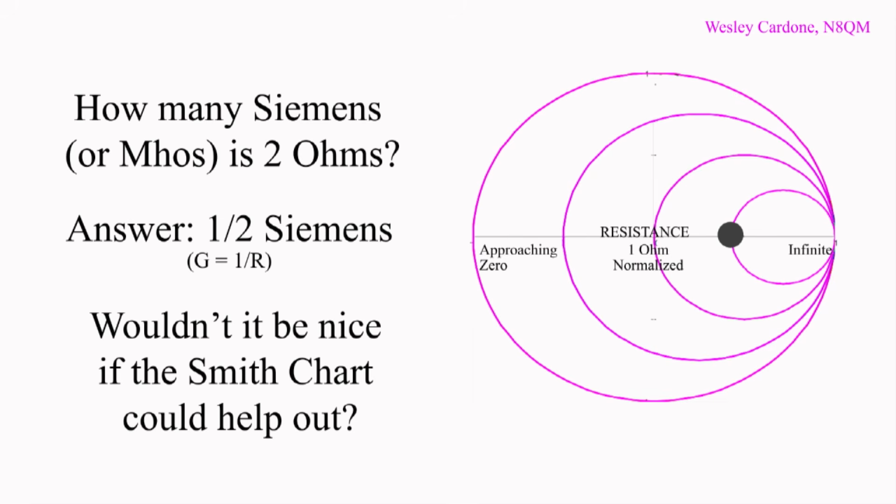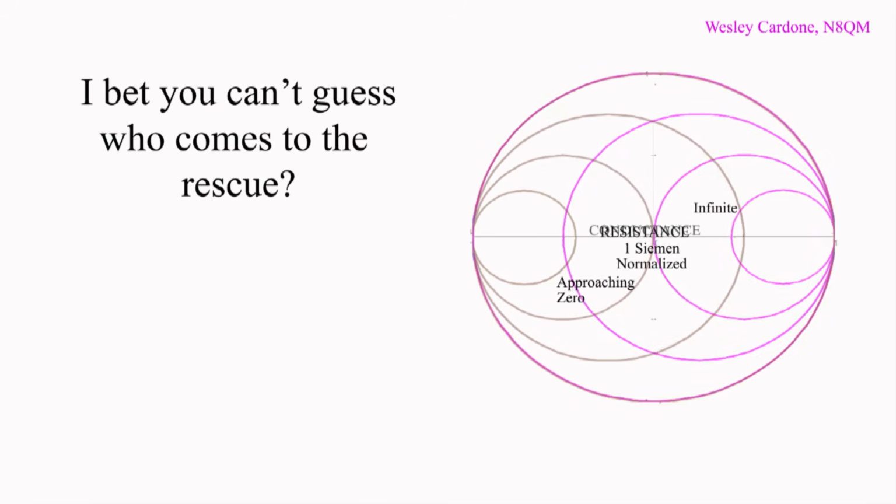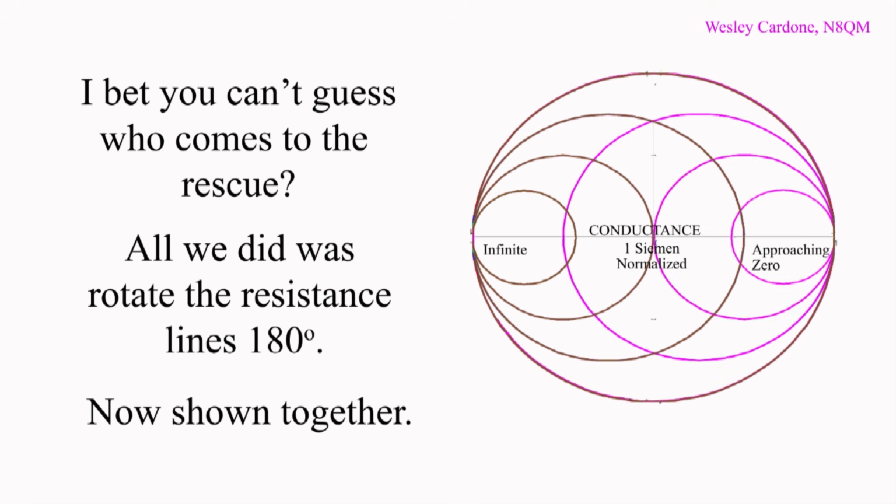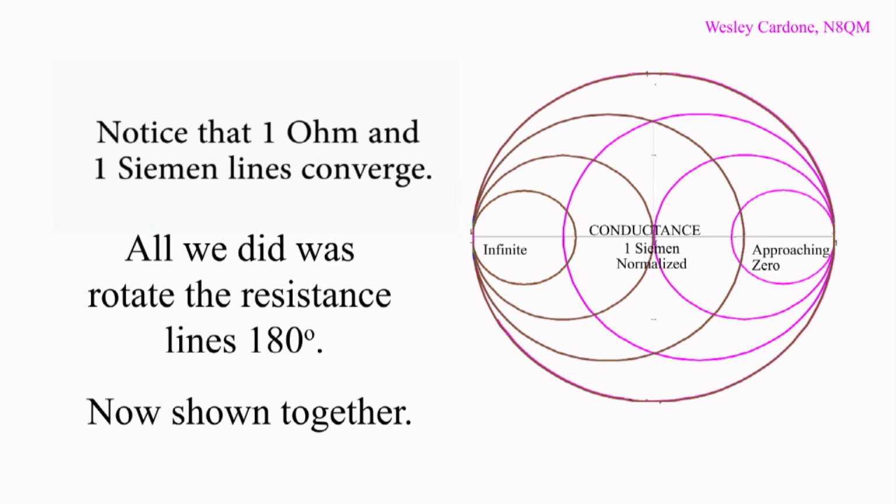So this is where Smith's chart will come to the rescue. Wouldn't it be nice if Smith's chart could just simply give us those lines of conductance? And how did the Smith chart go about doing it? All it did was just take those resistance lines and rotate them 180 degrees, and bingo, here are the lines of conductance here to help you. The important thing to take home is that you already knew that these lines were here. You just couldn't easily identify them. You already knew that they were there.